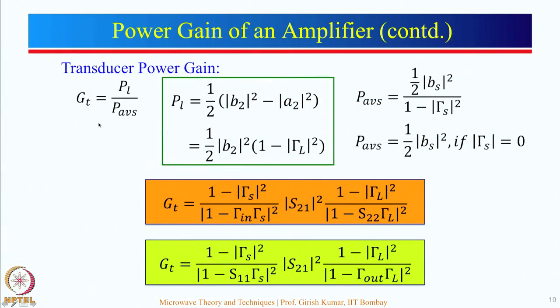Okay. So, what is GT now? PL divided by P available from the source. So, this is given by half of B2 square minus A2 square. Why? B2 square is the wave which is going to the load, and A2 is the reflected back signal from the load.